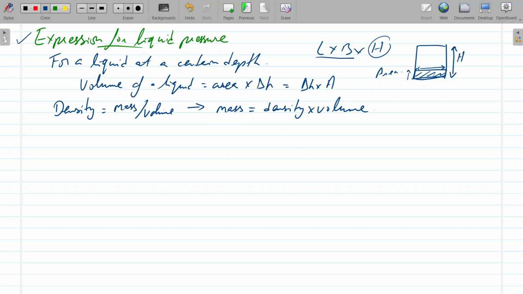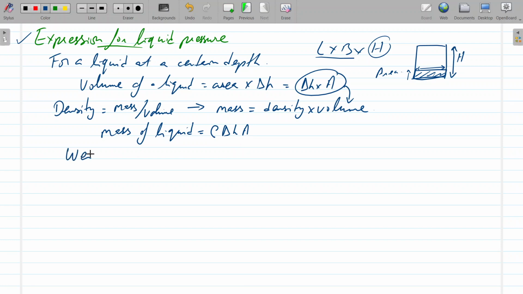What would that give us? That would mean that the mass of a liquid equals rho, that was the symbol for density, times delta H A, that's the volume, plugged it in. So that's the mass of a liquid.